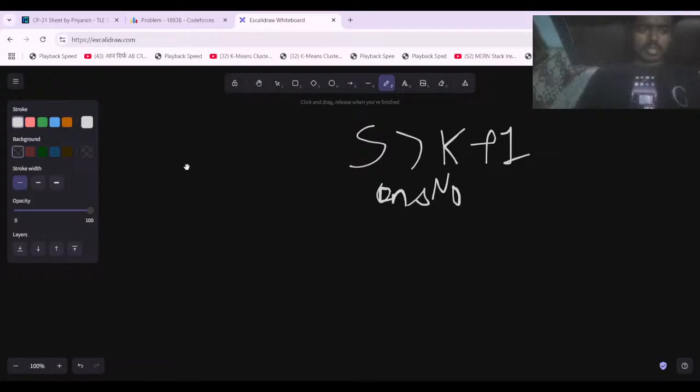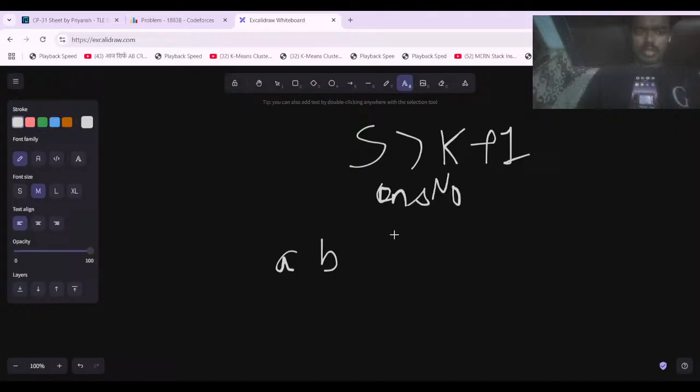Let's say the string is A, B, C, D, D, E, F, F, F. D has a frequency of 2, E has a frequency of 1, and F has a frequency of 3. Now if I ask how many letters have odd frequency, you can say A, B, C, E, and F. So this basically becomes 5, alright?